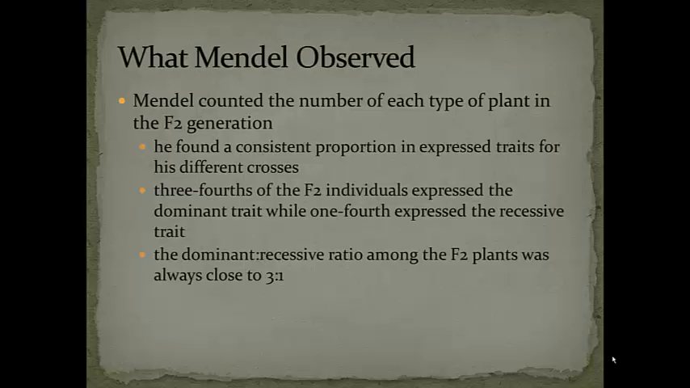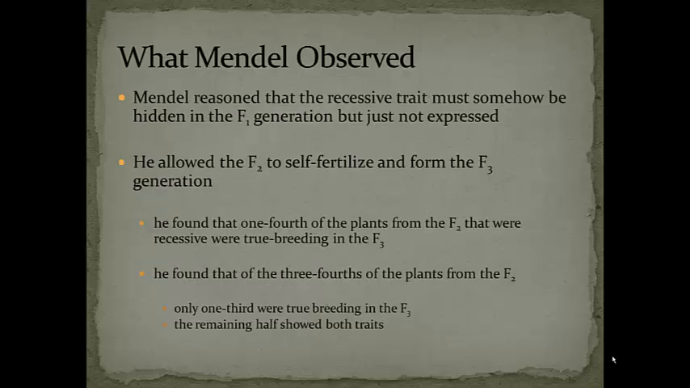Okay, so he found that the proportions were consistent. 3/4 of his F2 individuals will express the dominant trait, while 1/4 will express the recessive trait. Okay, he will always have a 3-to-1 ratio. Now, he's a smart guy, so he knows that the recessive trait doesn't disappear. Okay, it just hides somehow.